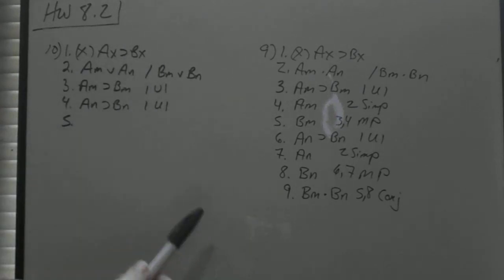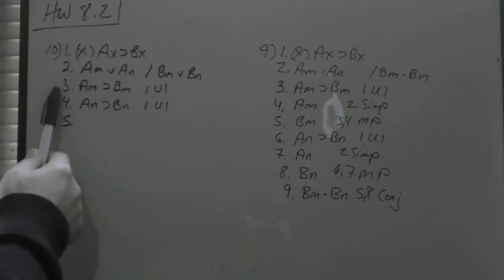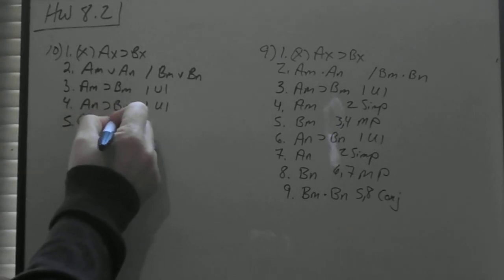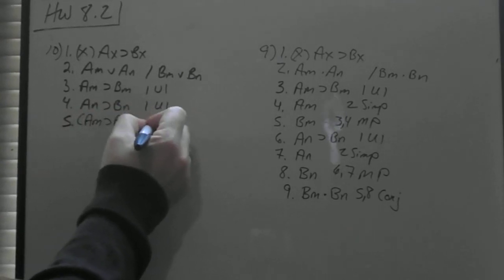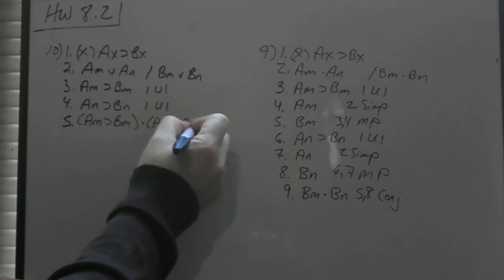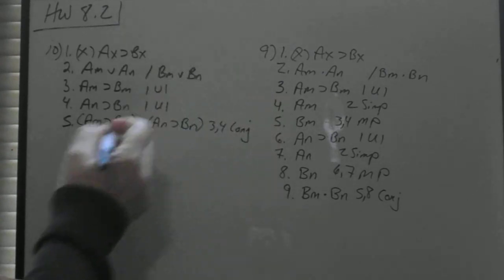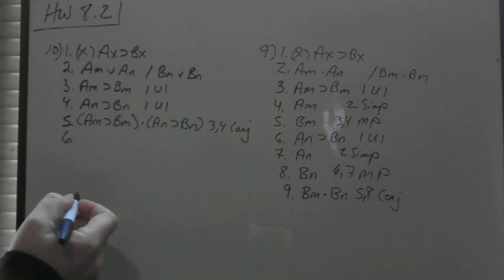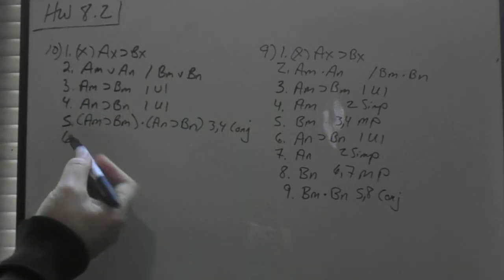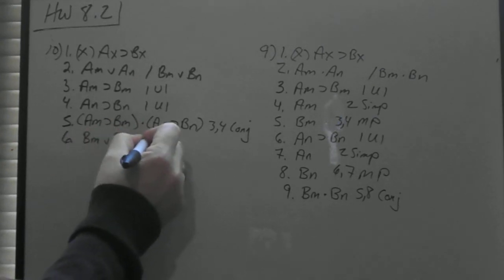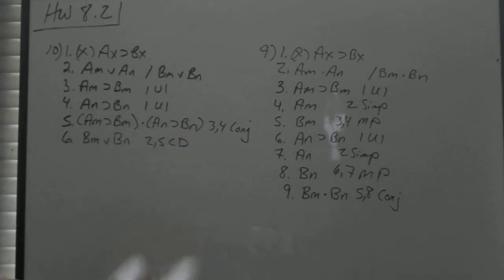To make it look like a proper constructive dilemma, you're going to need to do a conjunction on 3 and 4. So AM, then BM, and AN, then BN from 3 and 4 as a conjunction. And then, just as we saw a moment ago, 2 and 5 will give you your answer, BM or BN, through a constructive dilemma. Okay? And that's basically all there is to it.